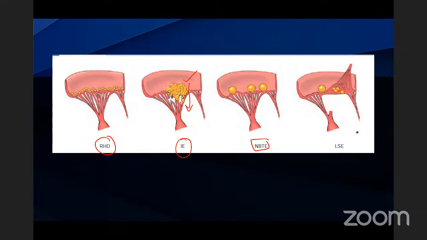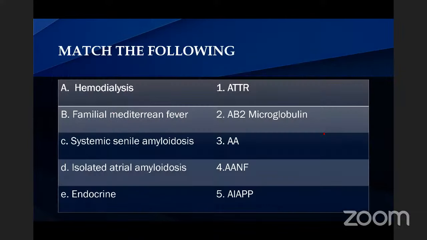Apart from that, remember, Libman-Sacks endocarditis is a vegetation which can occur on both sides of the valve and can also occur in the pockets formed by the valve and the ventricles. Okay, that is Libman-Sacks endocarditis, which can be seen in SLE. So that's another question. Okay, next question is, match the following, guys. So you have to quickly match and tell me the answer. So you have 2 seconds to answer this question, everybody. So amyloidosis is one of the most important questions that can come in the exam, and you have to know this super well. Okay.